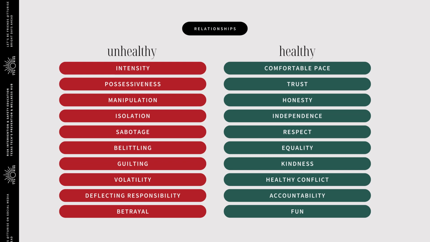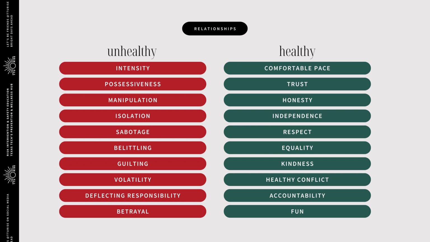So the first thing is looking at the unhealthy signs of a relationship. So that might be intensity. So maybe someone's moving way faster than you're comfortable with. Possessiveness, manipulation, also gaslighting falls under manipulation. Isolation, or limiting your contact or discouraging you from spending time with friends and family. Sabotage, or trying to ask you to miss things that would harm you reaching your goals, like asking you to skip class or skip work or skip workouts, things like that.